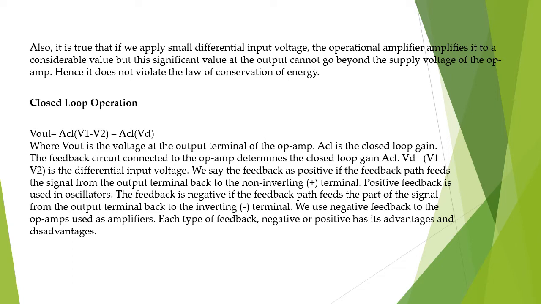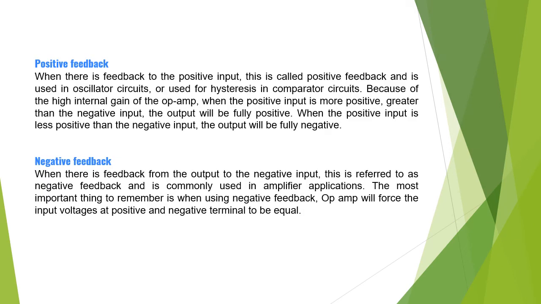We say that feedback is positive if the feedback path feeds the signal from the output terminal back to the non-inverting positive terminal. Positive feedback is used in oscillators. The feedback is negative if the feedback path feeds part of the signal from the output terminal back to the inverting negative terminal. We use negative feedback when the operational amplifier is used as an amplifier. Each type of feedback, negative or positive, has its advantages and disadvantages. Here we have two feedbacks, positive feedback and negative feedback.